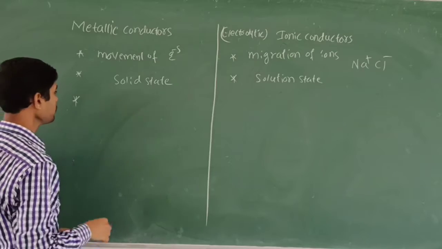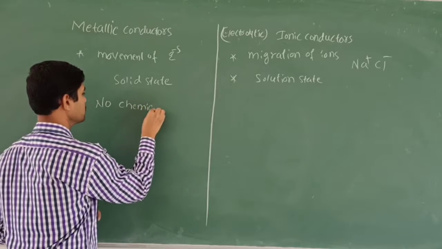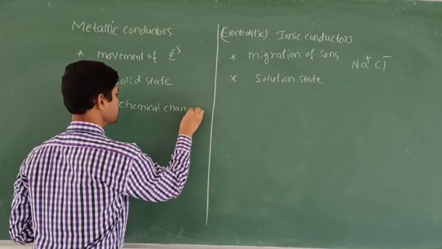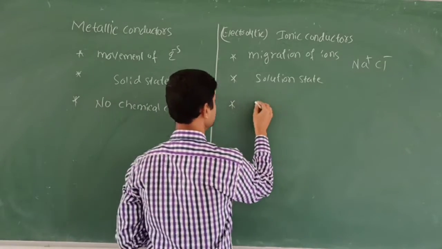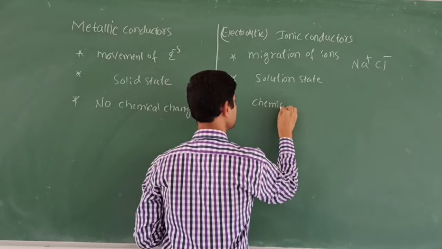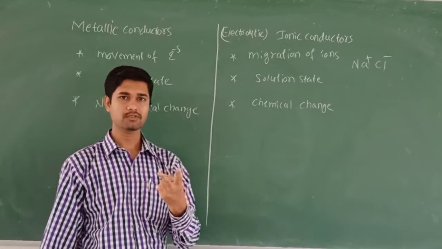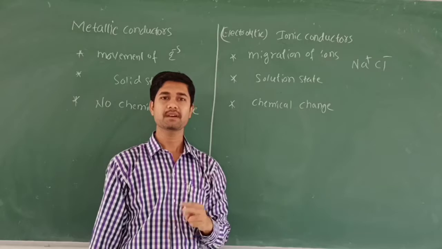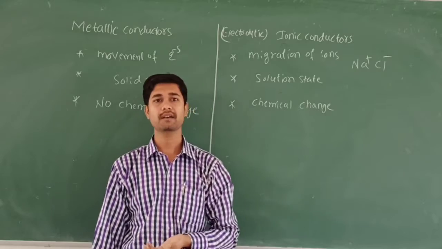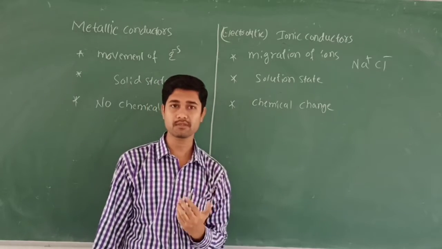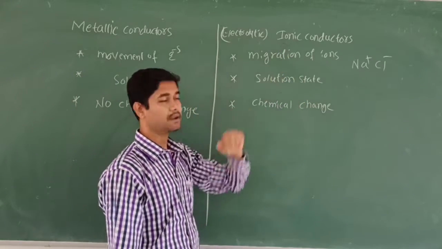Third one: no chemical change takes place in the metallic conductors, whereas in ionic conductors there must be a chemical change. Because if you take two electrodes and dip them in the solution, what happens? A reaction takes place, like anode and cathode. Oxidation or reduction takes place. I mean, some of the metals lose electrons, or some gain electrons. There is a totally chemical change process which should happen in the electrolytic conductors.